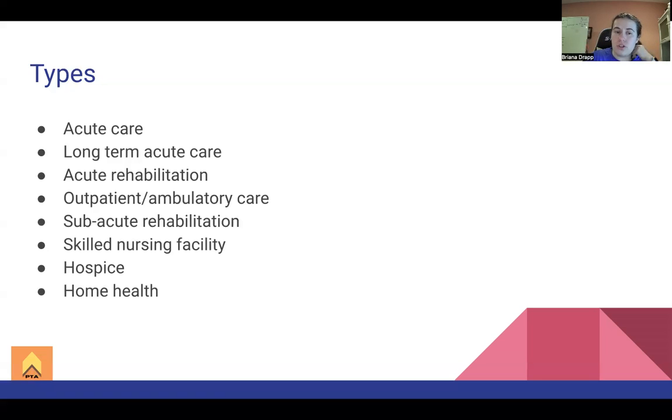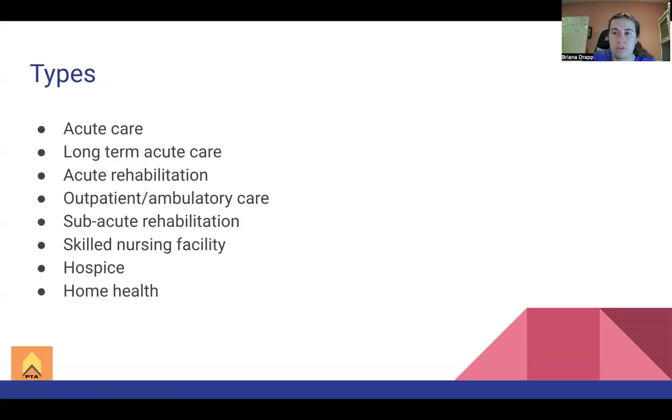As a PTA, you just need to know what happens in each facility. Like if I tell you you're going to go to an acute rehabilitation facility, you need to understand that that's where patients get about 3 hours of rehab every day, there are multiple settings, it's an inpatient facility, and they stay there for about 2 weeks. That's what you need to know as a PTA.